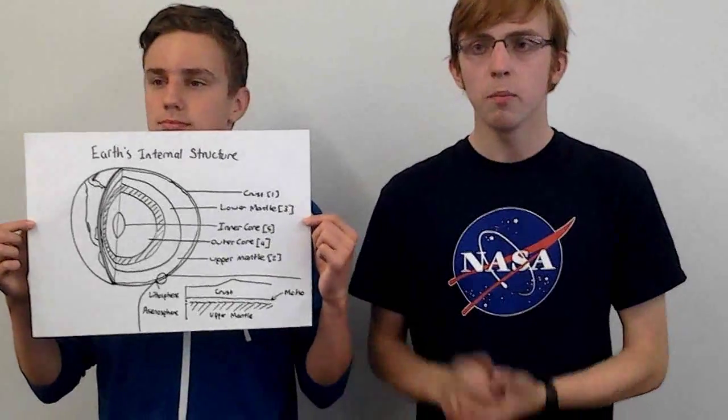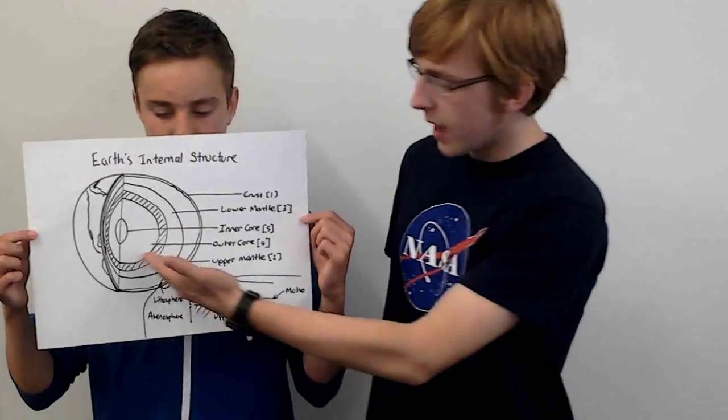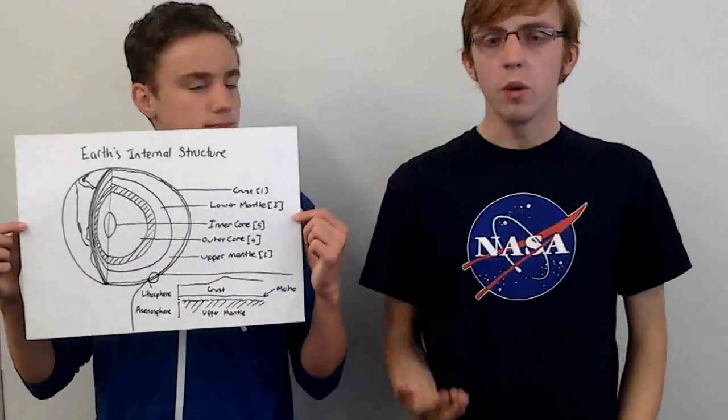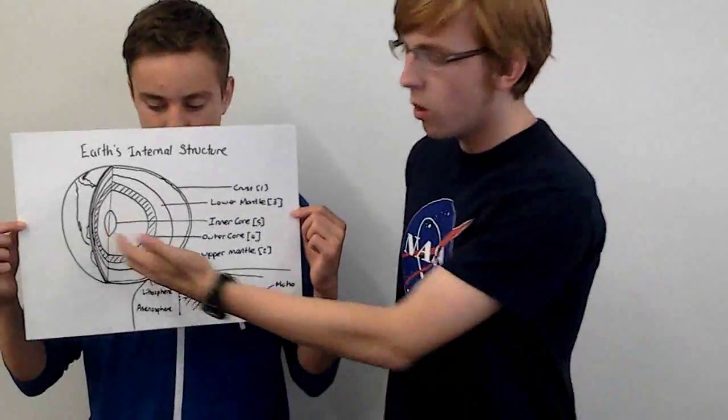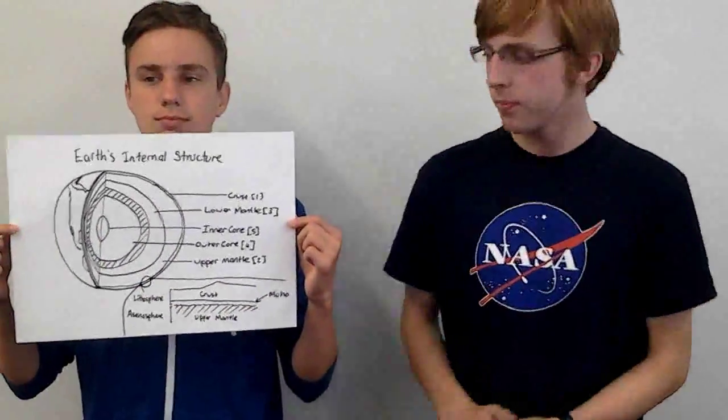After the mantle, we find the core. The outer core is a liquid metal solution, whilst on the other hand, the inner core is solid metal.